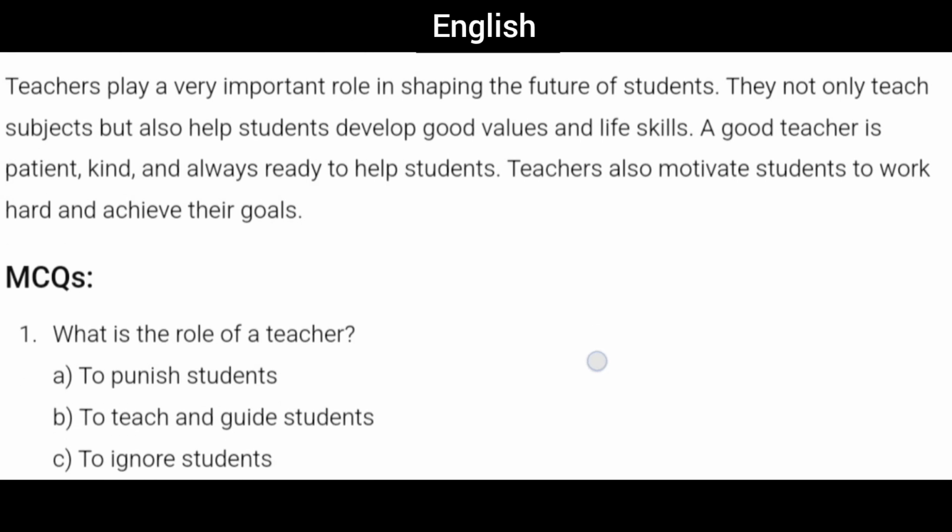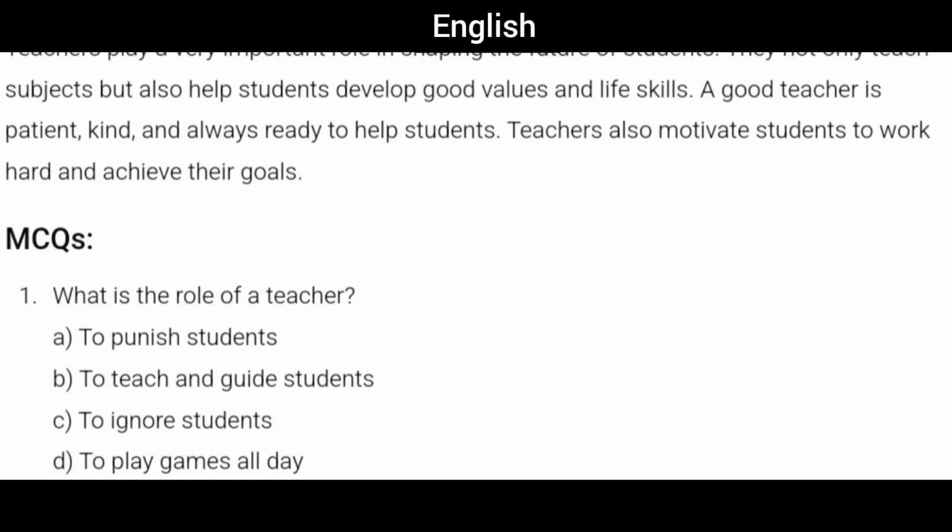Now let us see 4 options. What is the role of a teacher? To punish the students? Wrong. Whenever in your question paper you see the word punishment, that is always going to be a wrong answer, right? To teach and guide students, of course, it is our duty. To ignore the students? No. To play games all the day? No. To teach and guide the students is the correct option here.